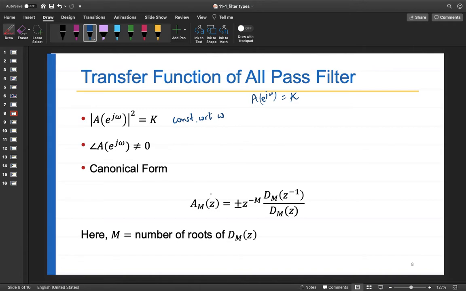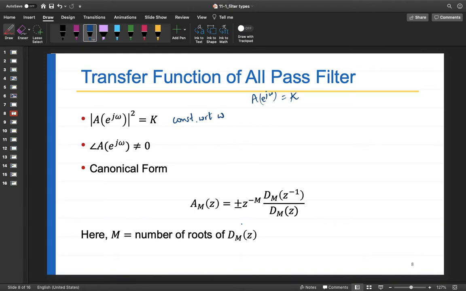The canonical form is something like this. So basically, D_M(z) is a polynomial in z of degree capital M. So M is the number of roots of D_M(z), right? And D_M(z inverse) is the same polynomial, but the variable is z inverse instead of z. And you multiply it with z to the power minus M. The reason for this is that you want to have all the terms in negative powers of z. Okay, so let's move on.